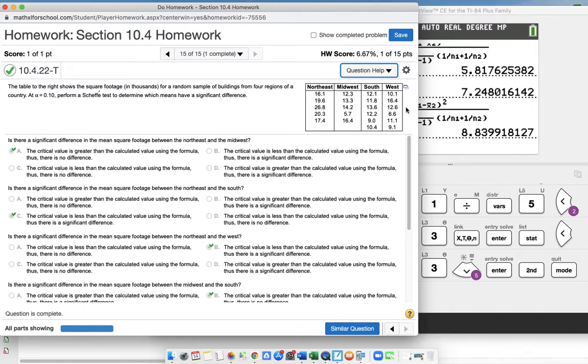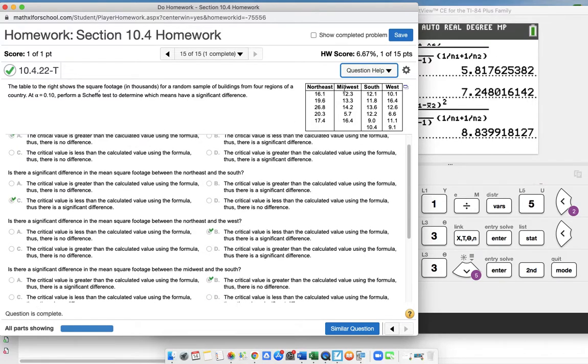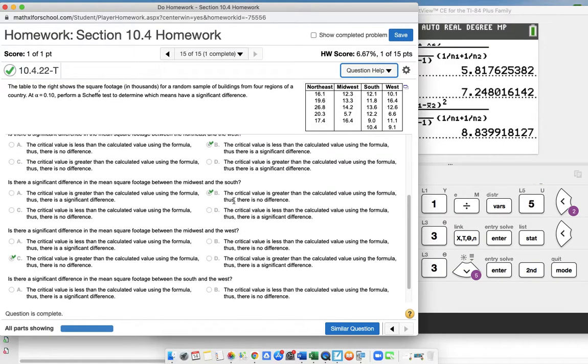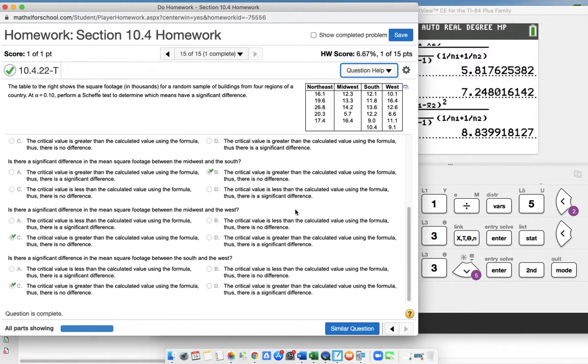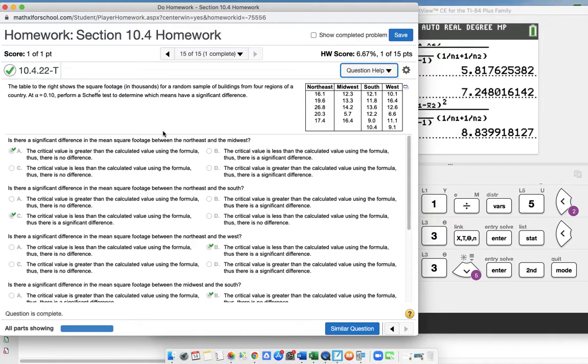Okay, so then the next one would be northeast and west. So I'd use L1, L4, and everything stays the same. And then I go Midwest and South. That'd be L2 and L3 in my 2-sample F test. And then the last one, or no, Midwest and West. And then South and West. Your numbers will be different, so your answers will probably be a little bit different also.